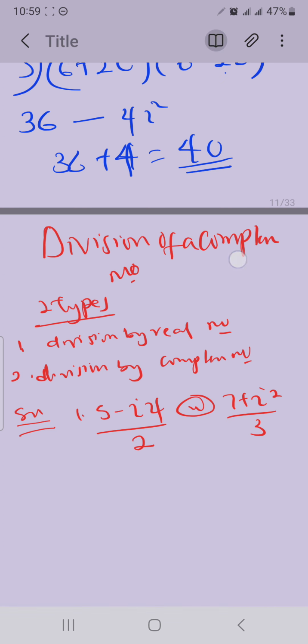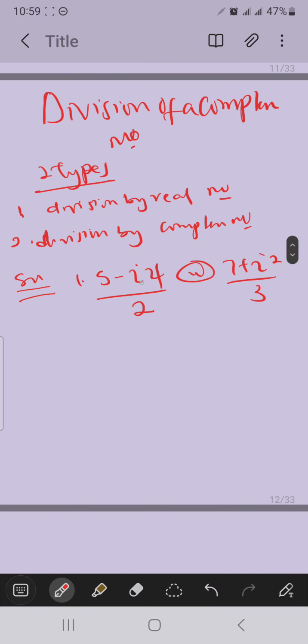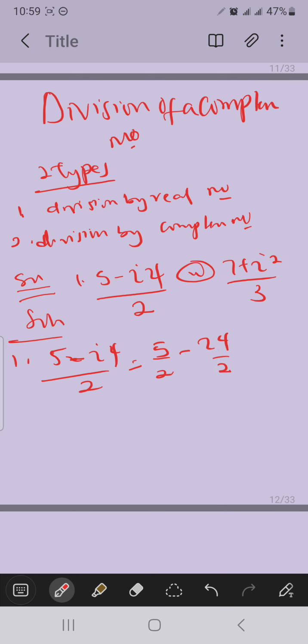When you want to do these two types of questions, you know this one is a real number and this is a complex number. So the solution will be: number 1, (5 minus i4) over 2. So this one is going to be 5 over 2 minus i4 over 2.